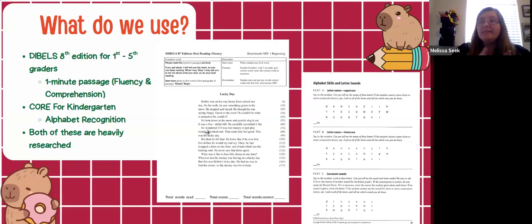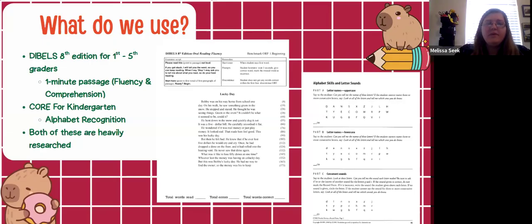So each one of these has a ton of different other things that come with it. But for the sake of our scholars and your time, and really for the data that we need, we really only need the 1 minute passage. The other one that we use is called CORE. And this is actually a larger phonics assessment. And we only use it for our kindergartners, and it is specifically the alphabet recognition section.